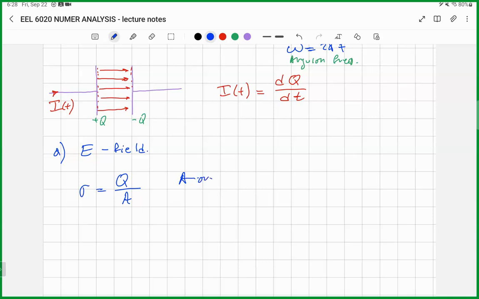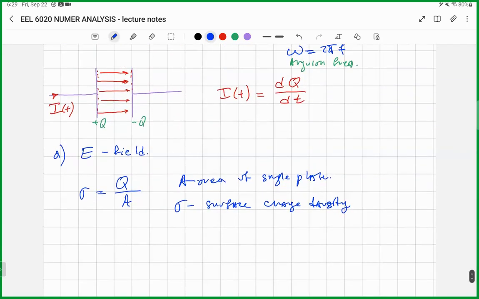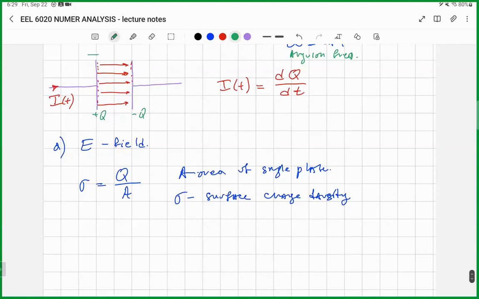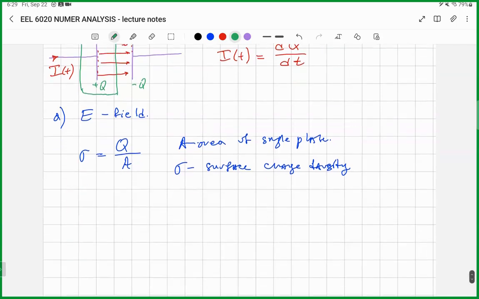So A is the area of a single plate. Sigma is the surface charge density, Q is the total charge. Okay, so in order to define the electric field, we will use Gauss law. And to use Gauss law, we need to surround a part of this capacitor by an auxiliary surface. Okay, so this green here is the auxiliary surface.